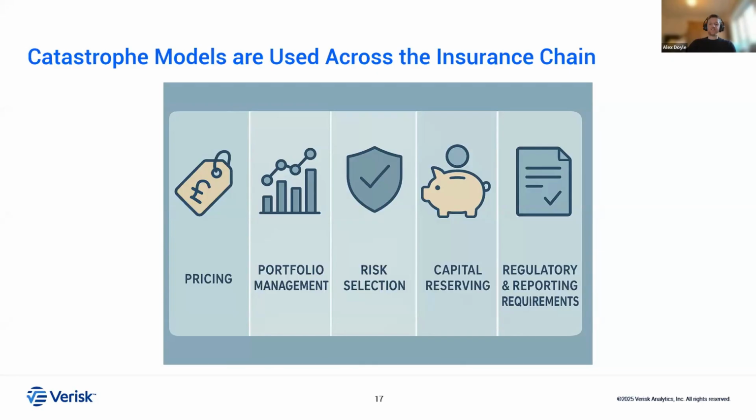Furthermore, cat models are vital for supporting insurers with regulatory reporting requirements. And these actually include intensive exercises to make sure insurers are prepared for any scenario and thoroughly understand their view of risk. So all of this is helping reduce the risk of insolvency for these insurance companies.